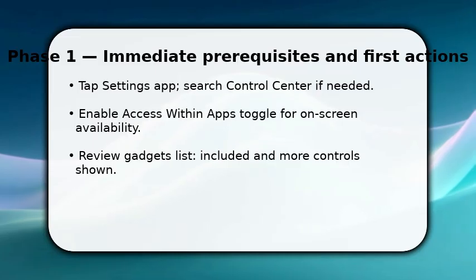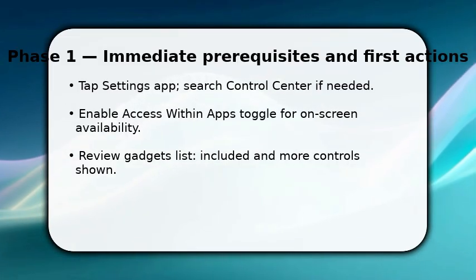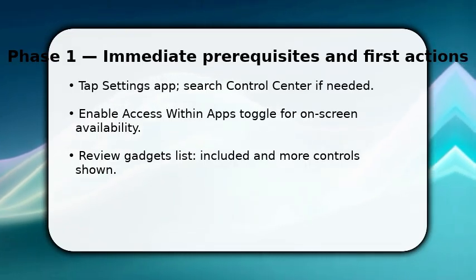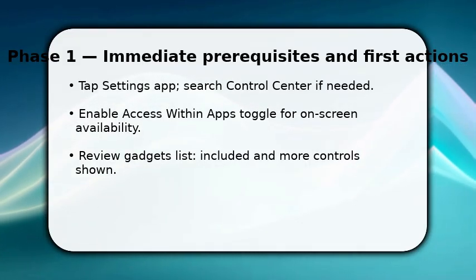You start in Settings, open it, and go straight to Control Center. This is where you customize what appears. Once there, make sure access within apps is enabled so controls show in any app.